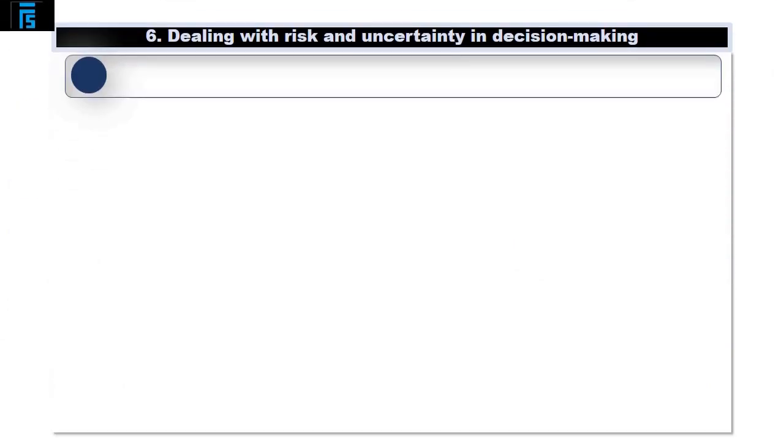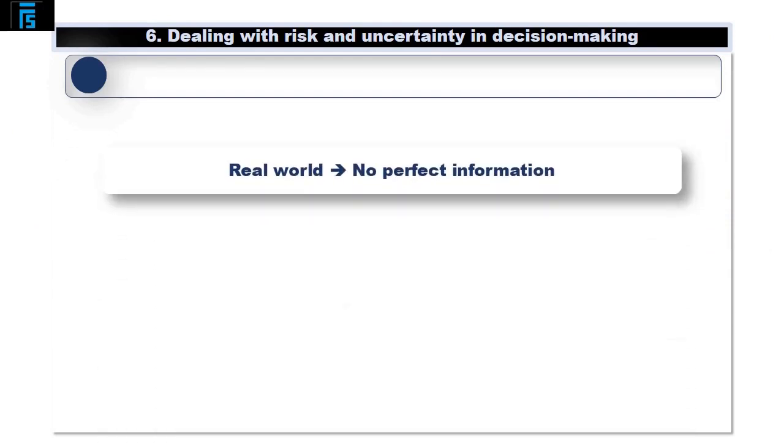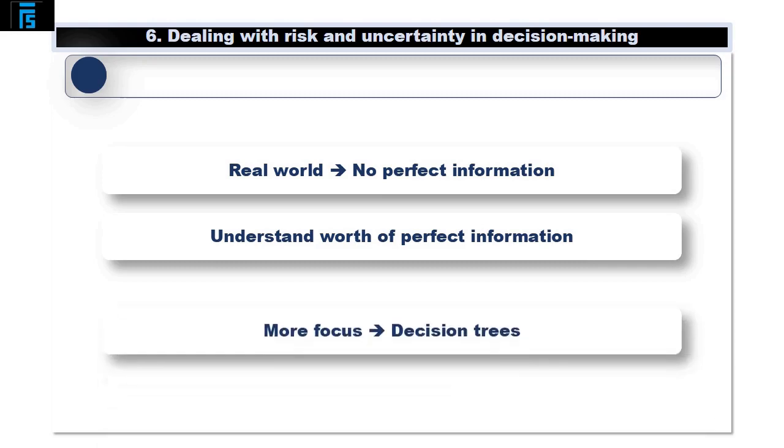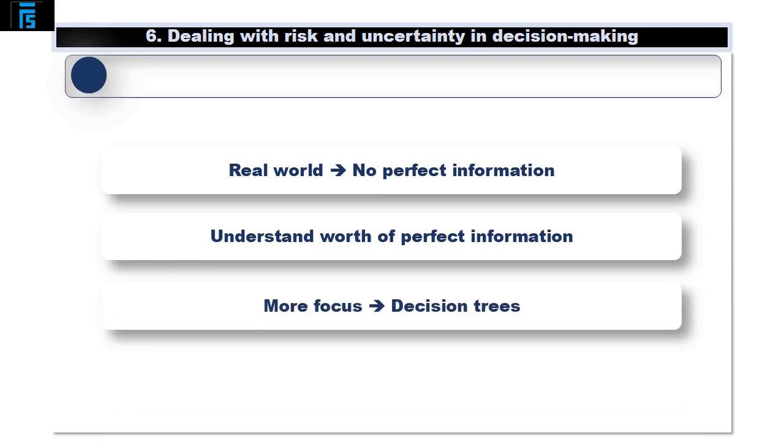Of course, in the real world, no information is perfect, but this helps us to understand how much worse off we are because of a lack of perfect information, which might in turn help us to understand how much information is worth that reduces, even if it doesn't completely eliminate, uncertainty. More on this later when we look at decision trees.